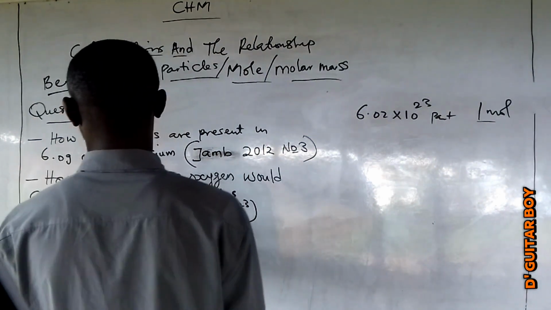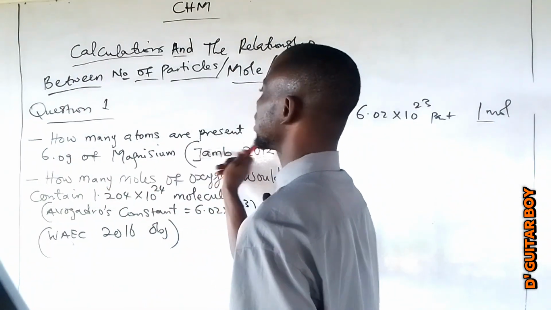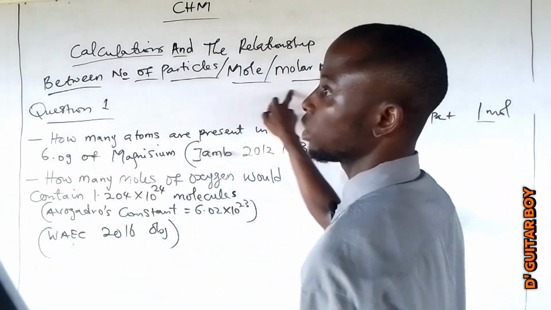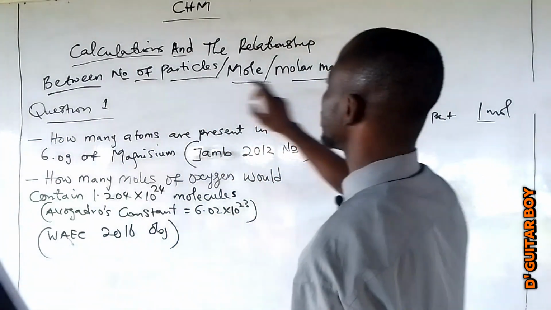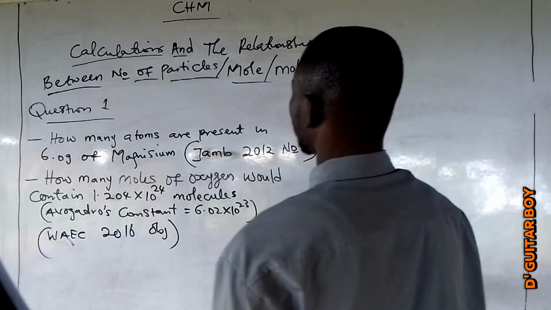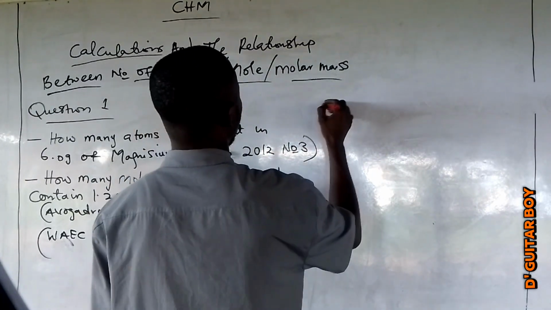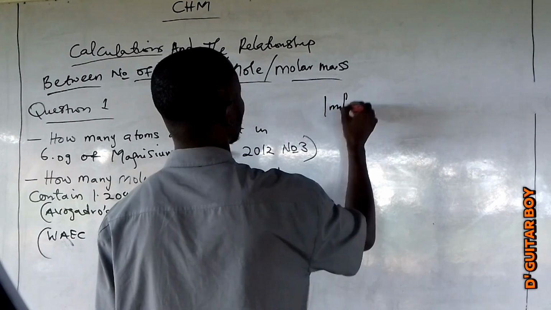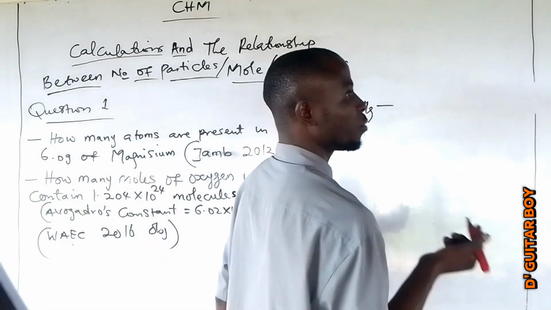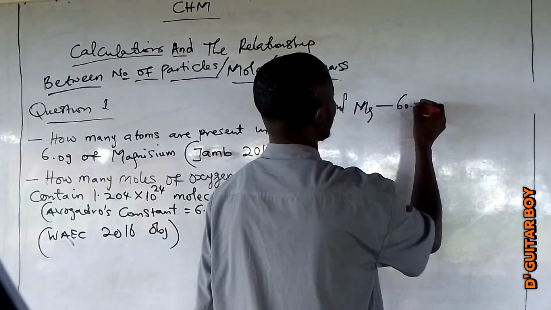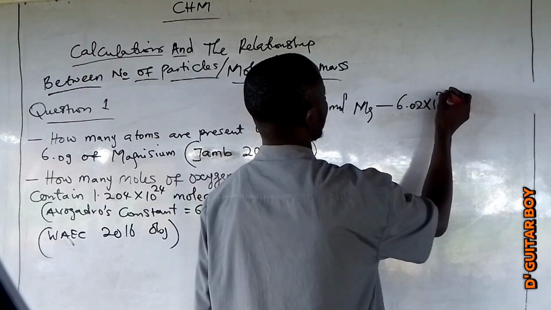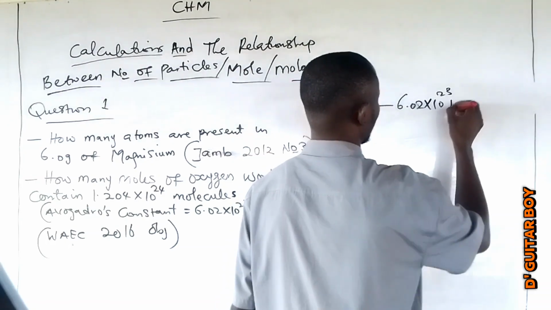Now let's solve this particular question. How many atoms are present in 6 grams of magnesium? You have to draw the basic relationship between these 3, number of particles, mole, and molar mass, first. Let us draw the relationship first. We will say 1 mole of magnesium contains 6.02 times 10 raised to the power 23 particles.